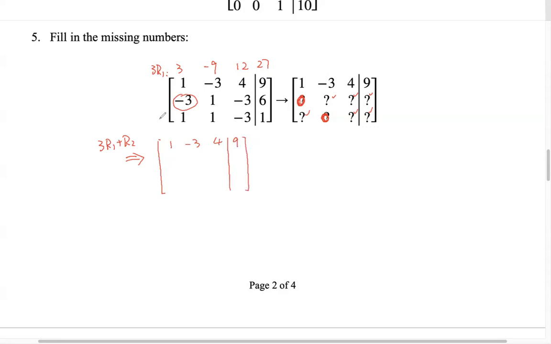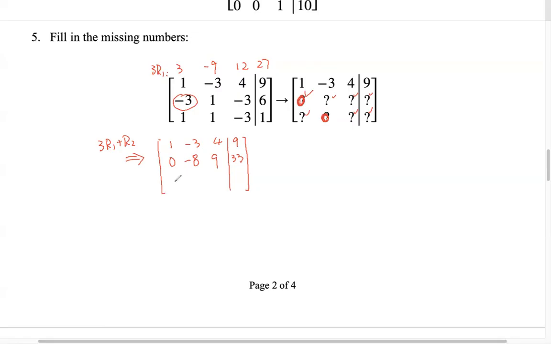The second row changed, right? So 3 plus -3, bingo, 0. We have achieved this goal. -9 plus 1, -8. 12 plus -3, 9. 27 plus 6, 33. Right, we have found those 3 missing numbers.